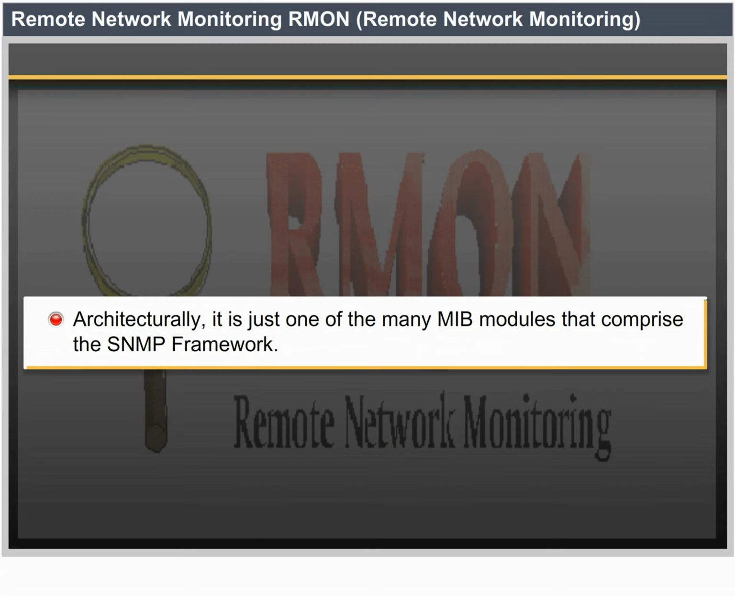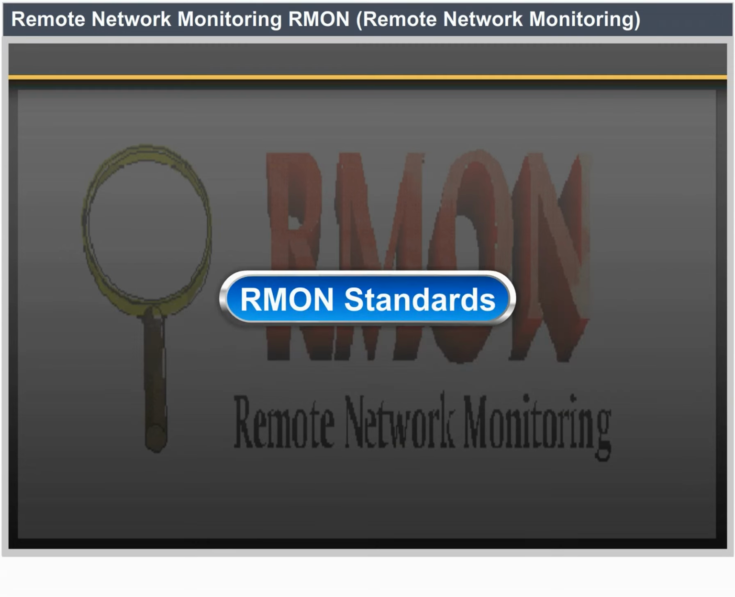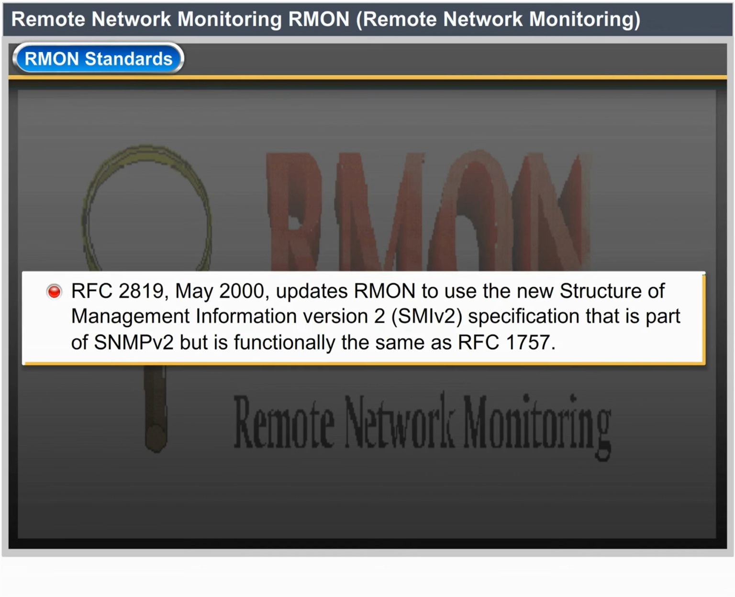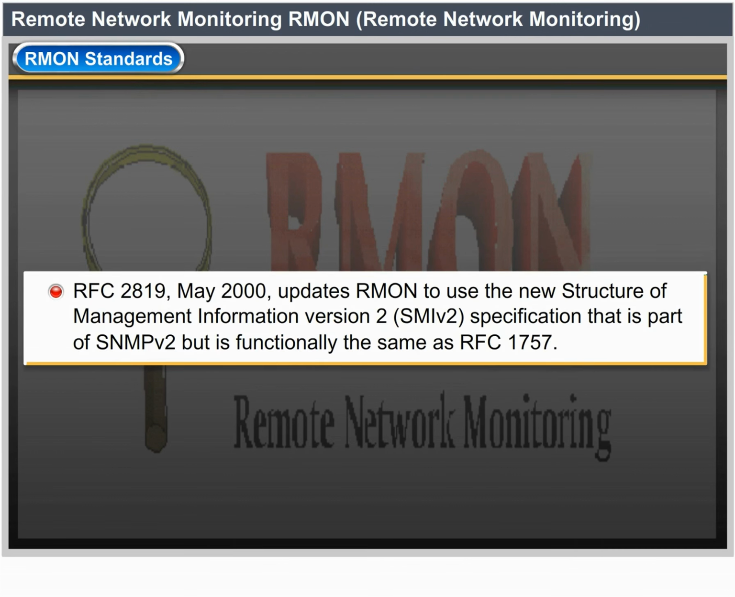RMON standards. The first standard documenting RMON was RFC 1271, Remote Network Monitoring Management Information Base, published in 1991. RFC 1271 was replaced by RFC 1757 in 1995, which made a couple of changes to the specification. RFC 2819, May 2000, updates RMON to use the new Structure of Management Information version 2 or SMI v2 specification that is part of SNMP v2 but is functionally the same as RFC 1757.